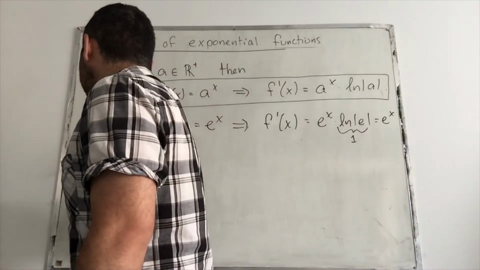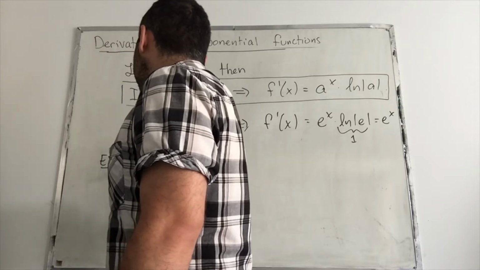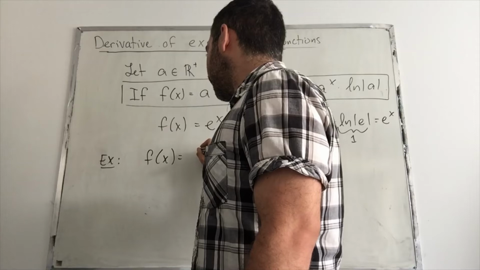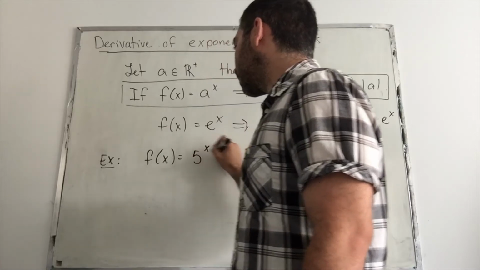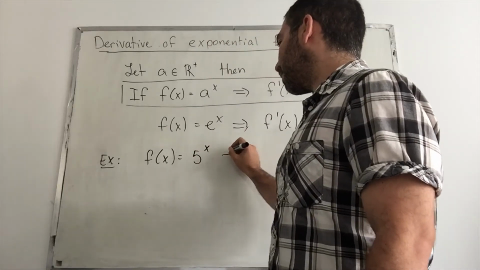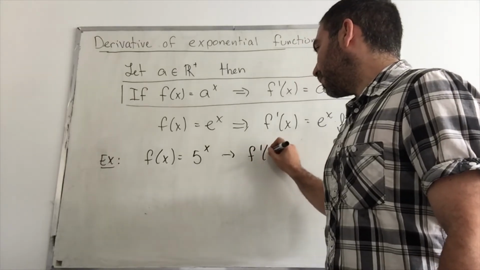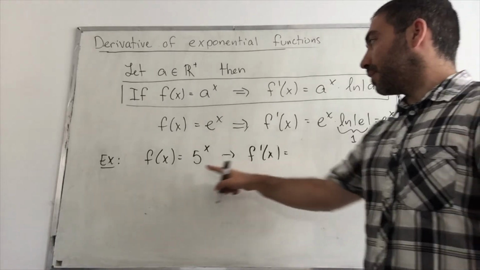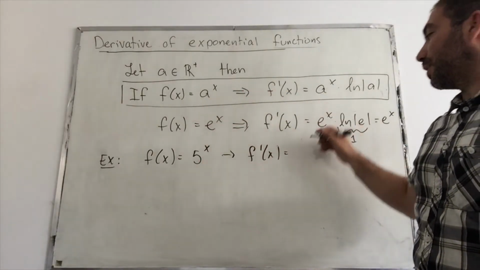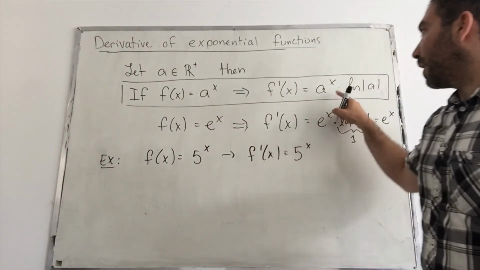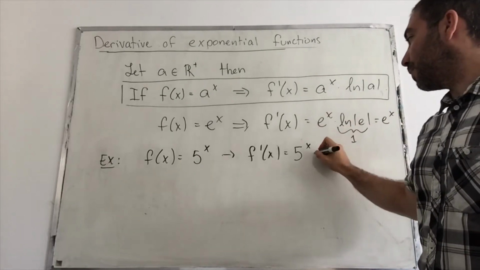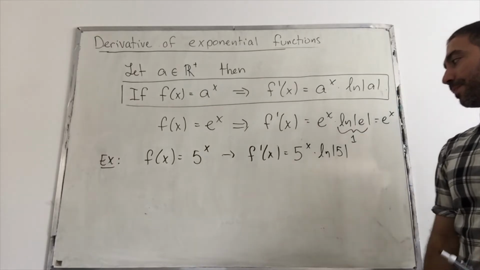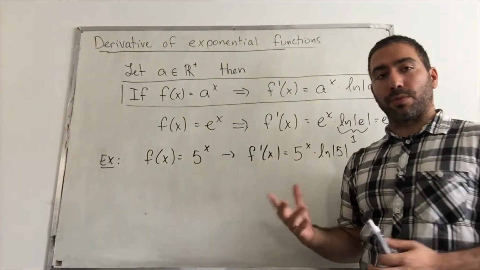So example, if we have the function f of x equals, let's say 5 to the x, this implies that the derivative of 5 to the x is, it stays the same. So this is what this is saying, a to the x stays the same, so 5 to the x. And then you're going to multiply by ln of a, so times ln of 5. Okay. And that's your answer, we're done.